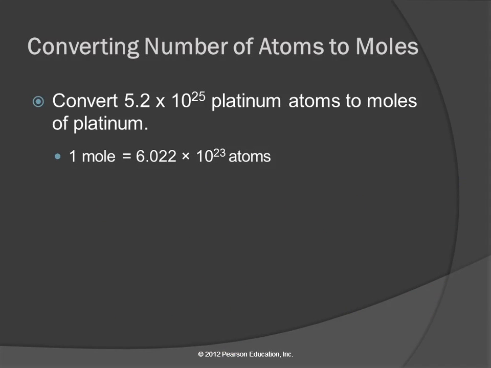Okay, let's do another one. 5.2 times 10 to the 25th platinum atoms. How many moles is that? Think, how many dozen is that? If you have a hard time remembering what to do, think, well, how would I do this with dozen? Because you're familiar with dozen, you can do that. And then swap 12, put in Avogadro's number, and instead of dozen, put in mole. And that can really help if you're losing your way.